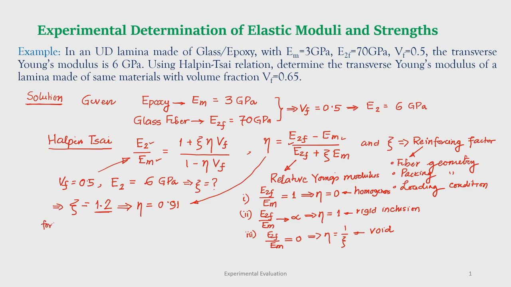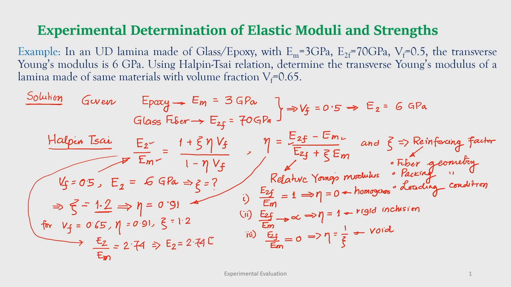Therefore, for Vf equal to 0.65, we can use this equation, with eta equal to 0.91 and xi equal to 1.2. We get E2 by EM comes out to be 2.74, which gives us E2 equal to 2.74 times EM, and therefore E2 comes out to be 8.2 GPa.